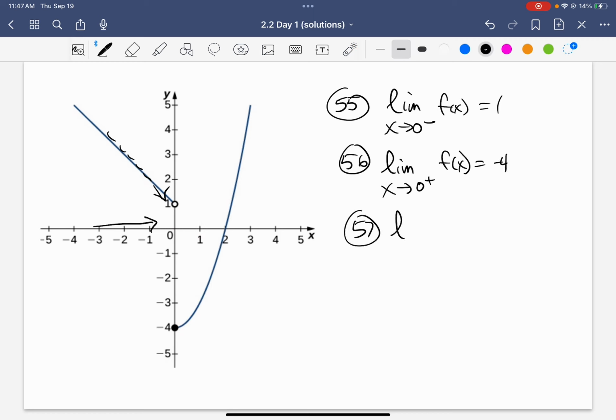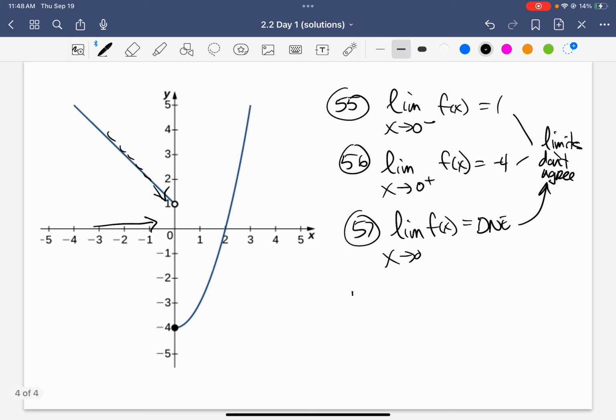And then 57 asks the next logical question, is there an overall limit? Well, no, this limit does not exist. The reason is that the limits don't agree. It doesn't want to be the same thing from the left and the right, so you can't say it wants to be one thing. So 58, the limit as x goes to 2 of f of x.